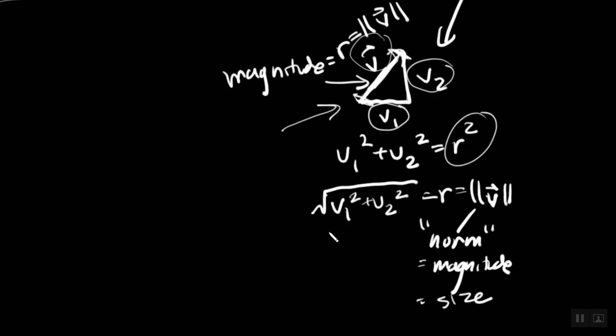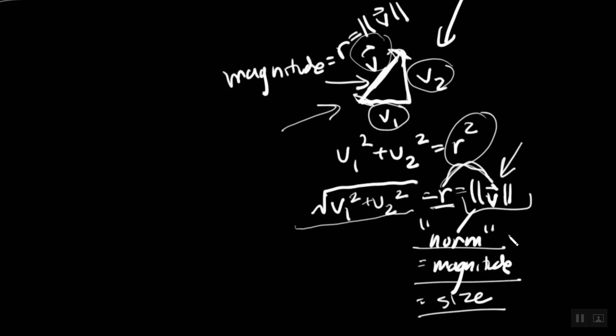Now, if we solve for r, we get the square root of v1 squared plus v2 squared is r, and this is the norm of the vector, or the distance of the vector. So r and the norm of the vector v mean essentially the same thing, but we tend to stick to that one because we're dealing with vectors. So we can call this the norm, the magnitude, or the size. Now let's go back to the question.